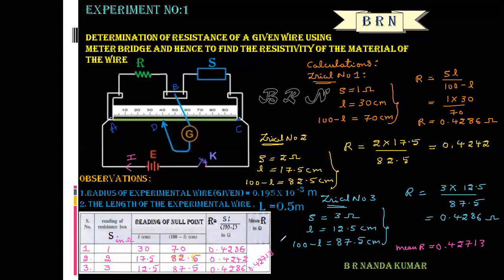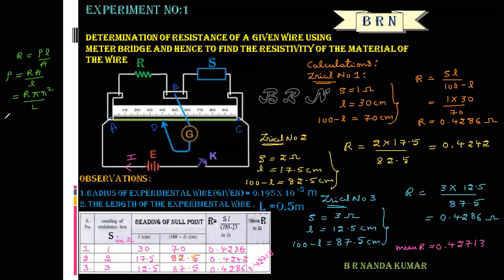After that, we have to calculate the resistivity. So, what is the expression for resistivity? Actually, R is equal to rho L divided by A. Rho is equal to RA divided by L. So, the area of the wire is pi r square. Here, L means the length of the experimental wire. Okay.